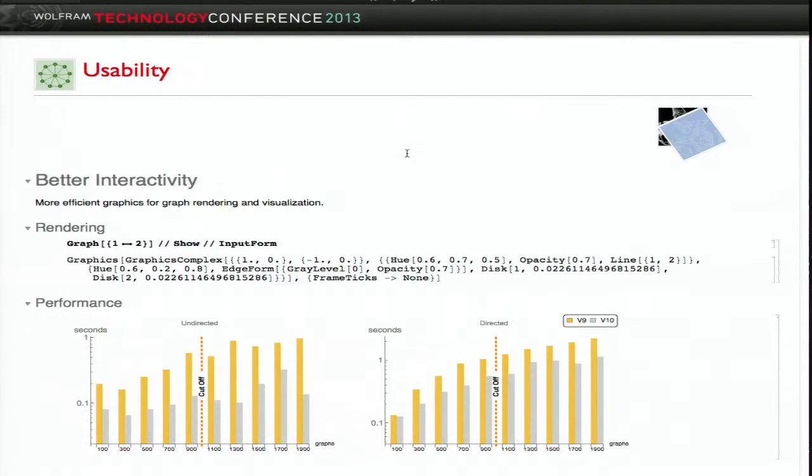And we have several cutoffs. One advantage of that is that the performance is much better in terms of rendering on the front-end side as well as on the kernel side when it's about drawing a graph. You can see the benchmark. But hopefully that will just work transparently for you and you will enjoy using graphs more. So that's usability and interactivity.